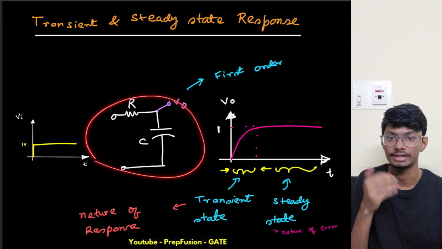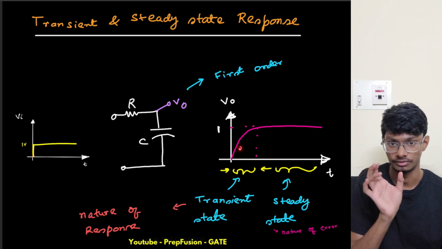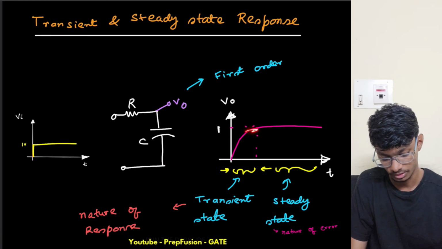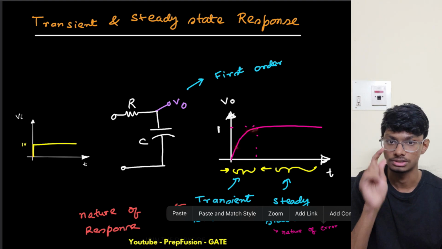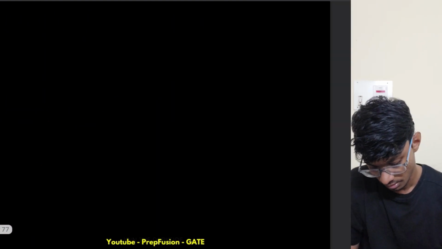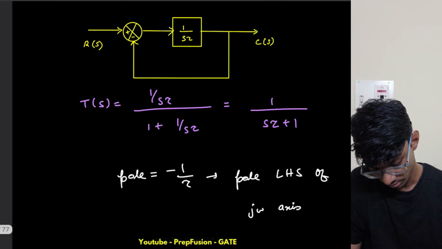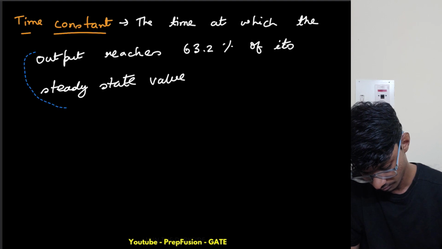This is the first order circuit, as it has only one energy storing element. So from this also you can understand what is meant by time constant. This is the steady state value, and this is the value at which it reaches 63.2% of the steady state value. Steady state value.